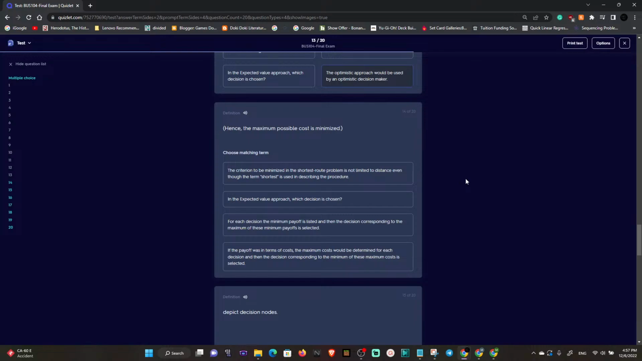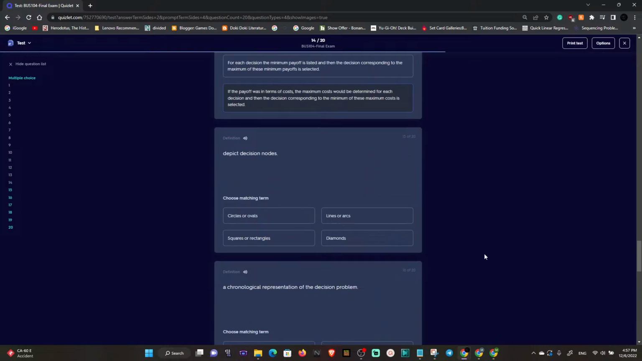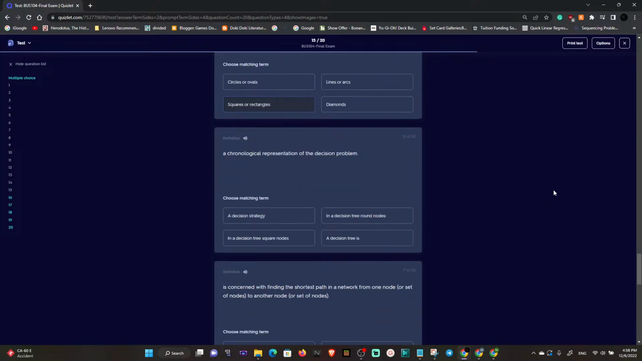Hence, the maximum possible cost is minimized. Okay. It should be the payoff. Yeah, the D. If a payoff was in terms of cost, the maximum cost will be determined for each decision. You're up. Good. Decision nodes. Squares are rectangles. You're up.